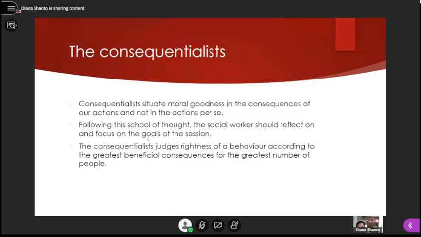The consequentialist judges rightness of a behavior according to the greatest beneficial consequences for the greatest number of people. This is, maximum number of people, greatest beneficial consequences to the maximum number of people.